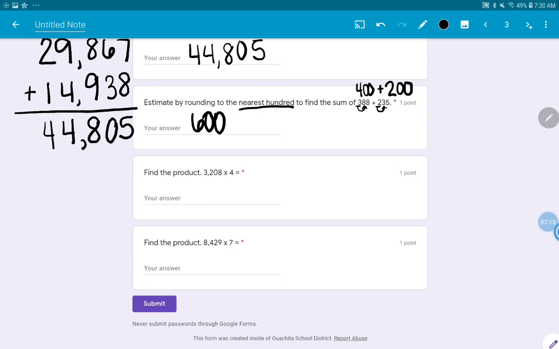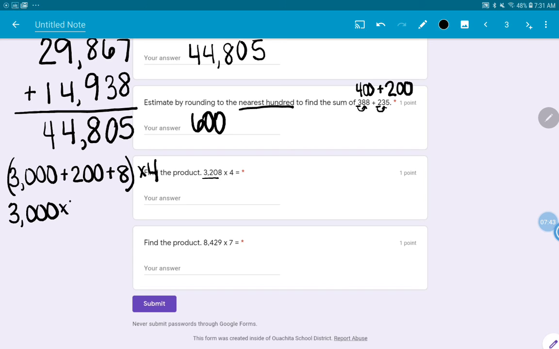Next, I need to find the product of 3,208 times 4. So to do that, I'm going to break my number apart, my 3,208. I'm going to break that apart into expanded form. So 3,000 plus 200 plus 8. And I'm going to multiply each of those pieces by 4. If I do 3,000 times 4, I know that 3 times 4 equals 12. And then I have 3 zeros to add at the end.